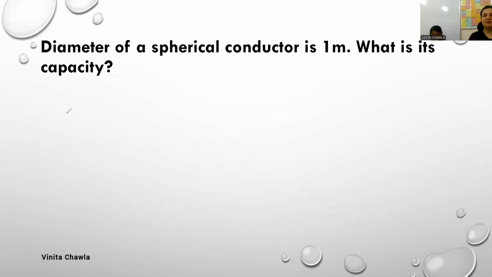Diameter of a spherical conductor is 1 meter. What is its capacity? So we have a spherical conductor and its diameter is given.